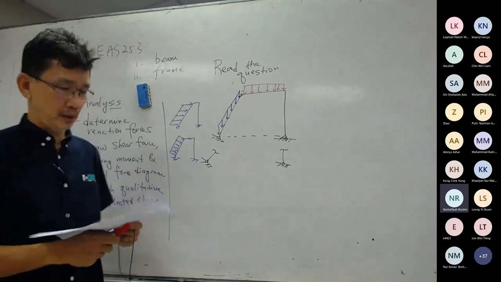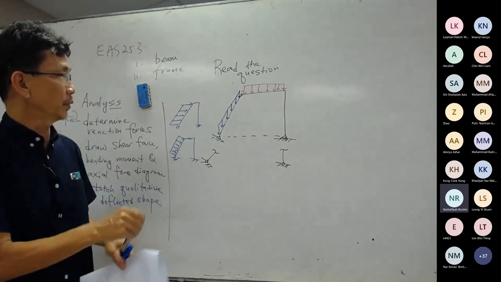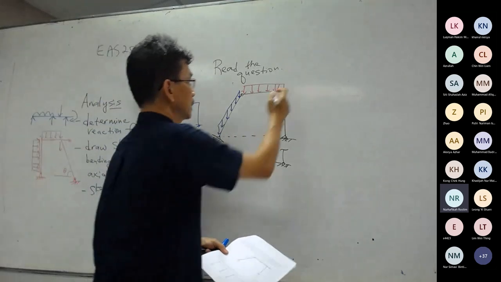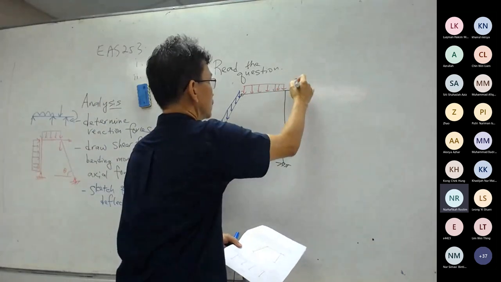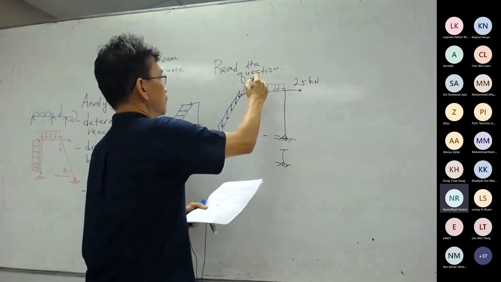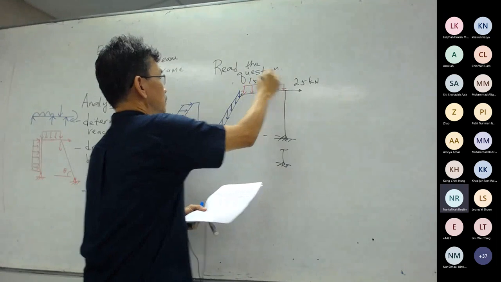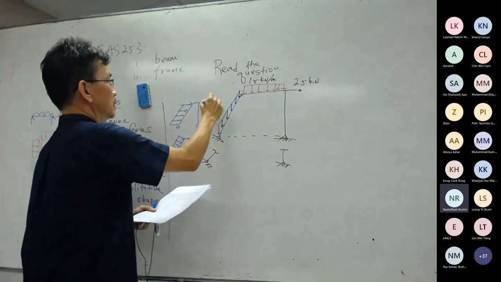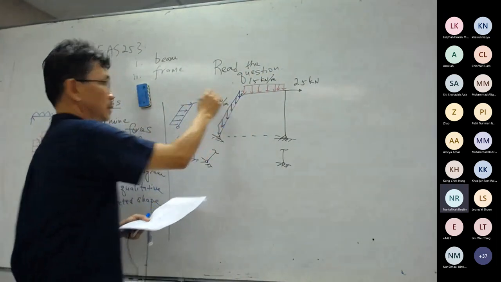Then don't forget, it's also given a point load here. So the point load is acting at one point. So sometimes we overlook this. So this is 25 kilonewton. This is given as 15 kilonewton per meter. This is given as 20 kilonewton per meter.